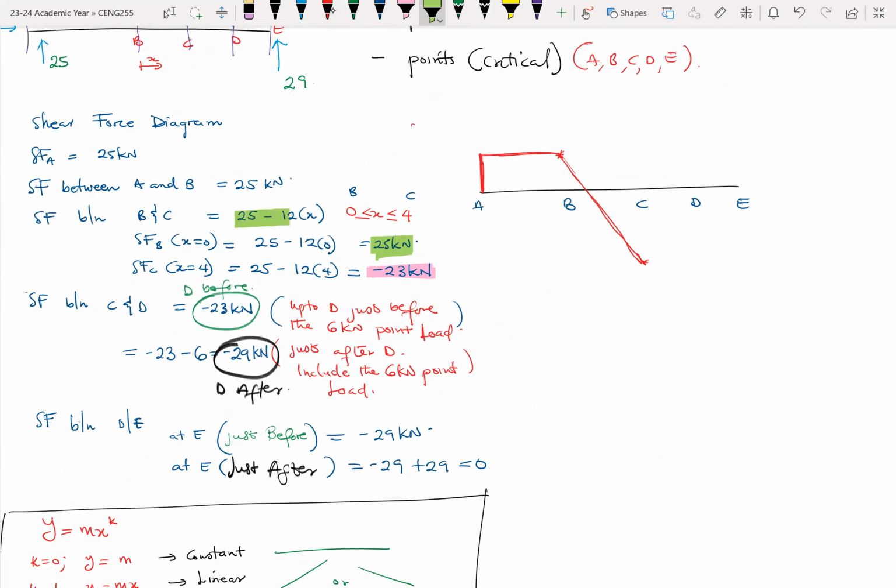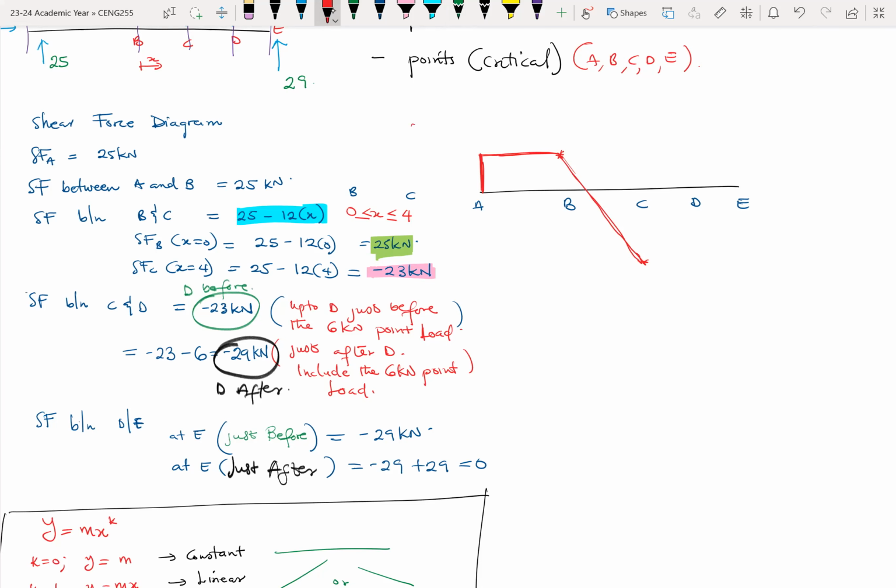This is our linear equation right here. Let me see if I could change the color. Okay. So this is our linear equation right here: 25 minus 12x, and the highest exponent of x in this case is 1, which is a linear variation.